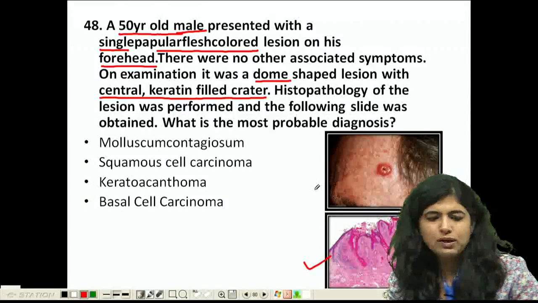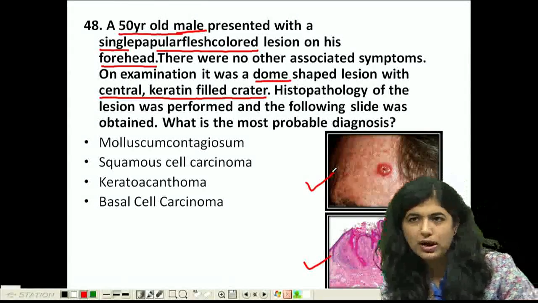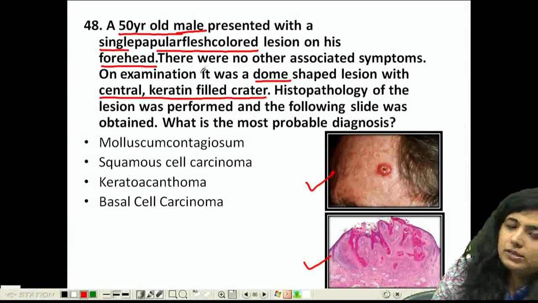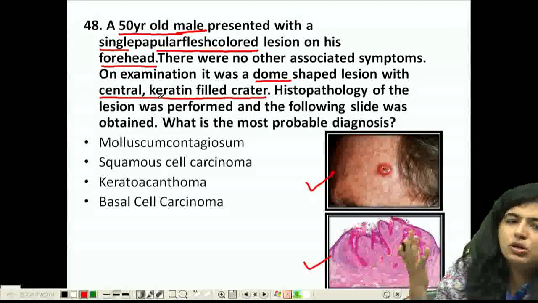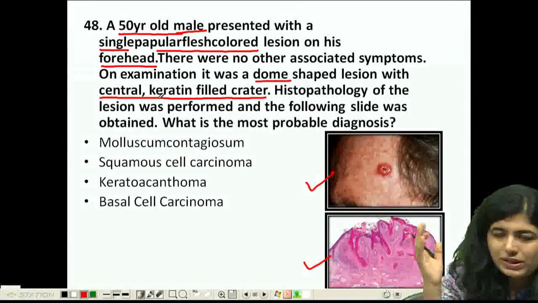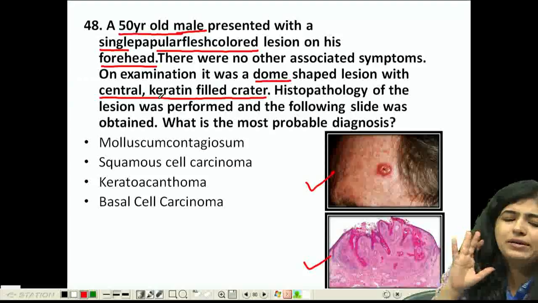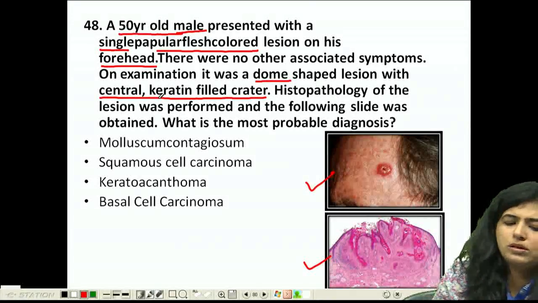Histopathology is given to you. Clinical image is given to you. Description is given to you. What else do you want? It's a clear-cut question. Clear-cut diagnosis. We have already discussed it. Tell me fast what it is.